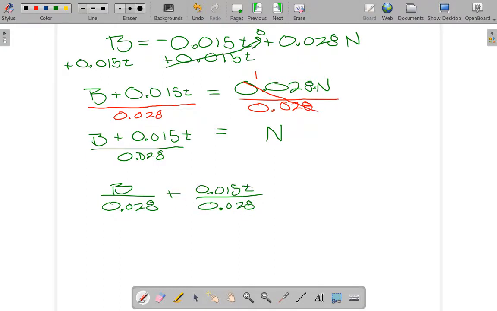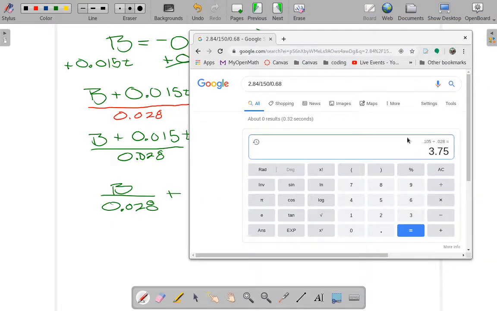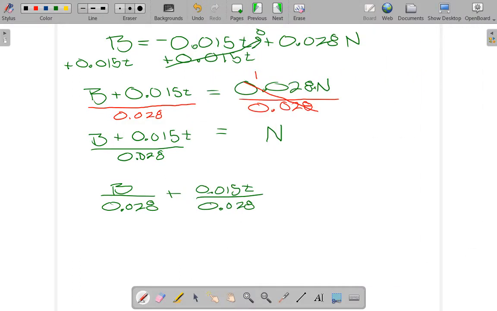So let's take a look on the calculator, which leads to more rounding, which leads to future rounding errors. So I've got 0.015 divided by 0.028. And it's this long decimal that probably keeps going if the calculator had room. So, you know, I don't really like that, so I'm not going to do that. But this is another valid version of the equation. So this, and that, by the way, that's equal to n still. So this would be a possible answer.